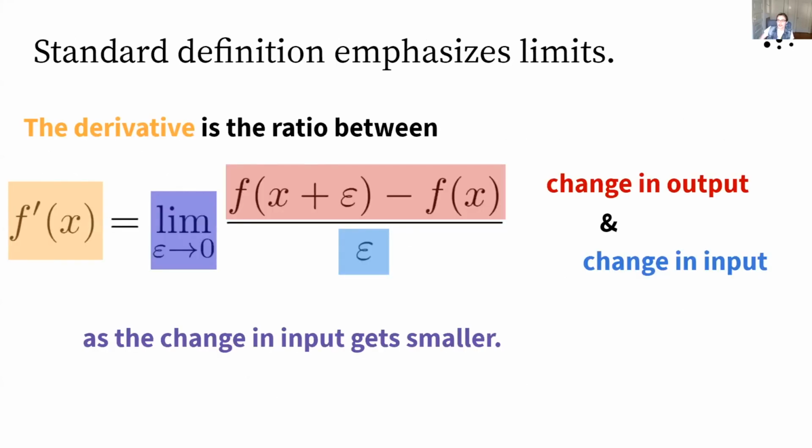So the standard definition of a derivative that one learns in a calculus class is that the derivative is the limit of a certain ratio. It's the ratio between the change in output and the change in input as the change in input gets smaller. That limit means make this change smaller, make this epsilon value go to 0. And we say that the limit of that ratio is the derivative. So we're specifically defining the derivative at a point by means of a limit.